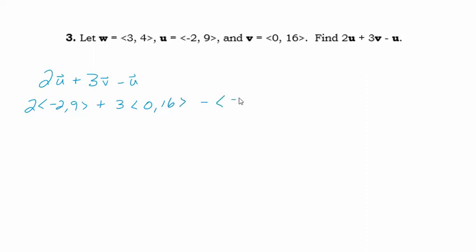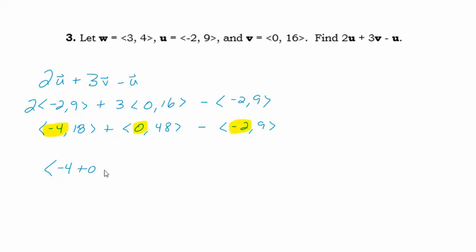We'll just substitute all these things in. And we want to go component by component. So 2 times this vector is negative 4, 18. And 3 times the vector 0, 16 is 0, 48. And then we just have this vector. So now when we're adding or subtracting vectors, we're just going to do each component. So we have our horizontal components here. We're just going to combine those together. We got to subtract that one. So our horizontal component, we've got negative 4 plus 0 minus negative 2.